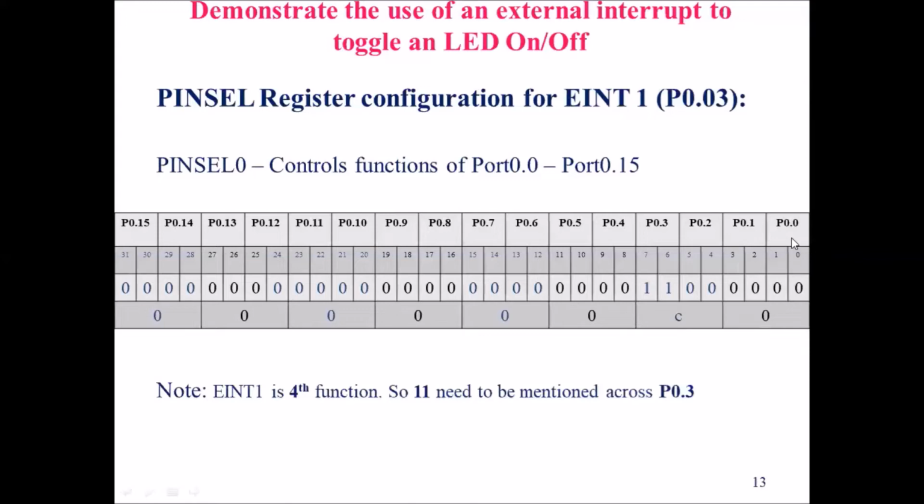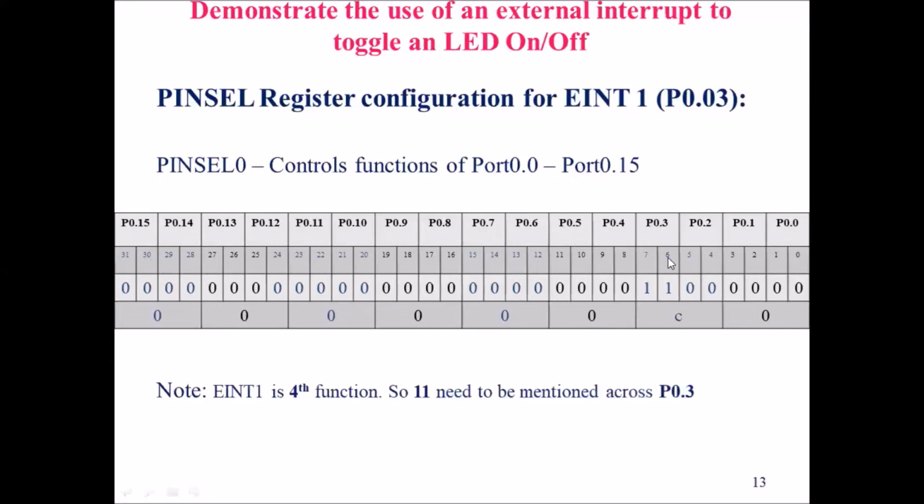Each and every port acquires 2 bits. Port 0.0 acquires 2 bits, port 0.1 acquires 2 bits, likewise port 0.10 acquires 2 bits, and again port 0.15 acquires 2 bits. As I told you, port 0.3 is associated with external interrupt 1. So here you can see port 0.3, which is the third pin of port 0.